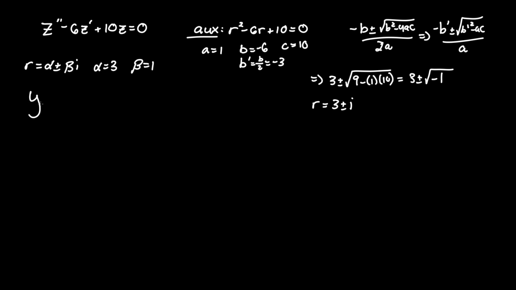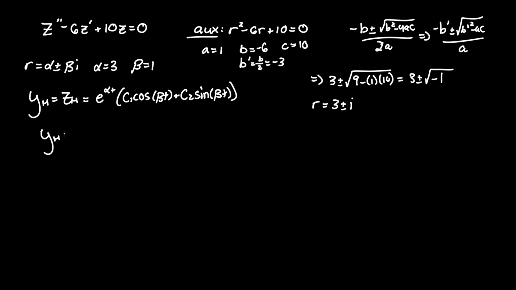For the equation, we can set y homogeneous equal to z if you want. I usually just stick with y, but technically it's z, equal to e to the alpha t times c1 cosine of beta t plus c2 sine of beta t.